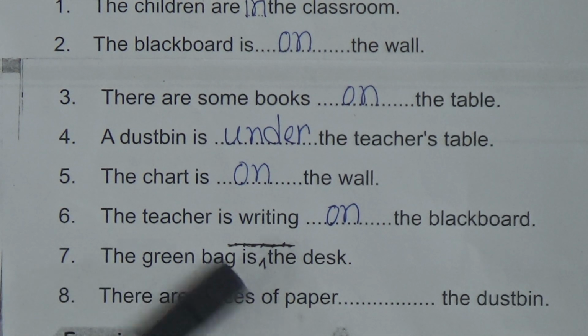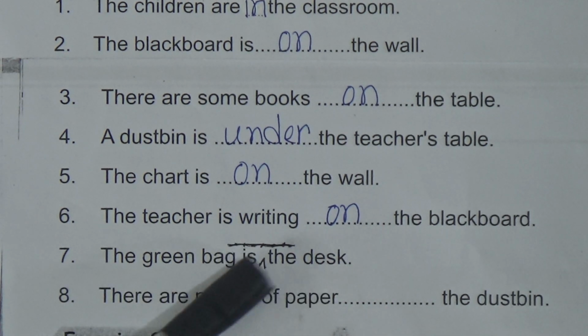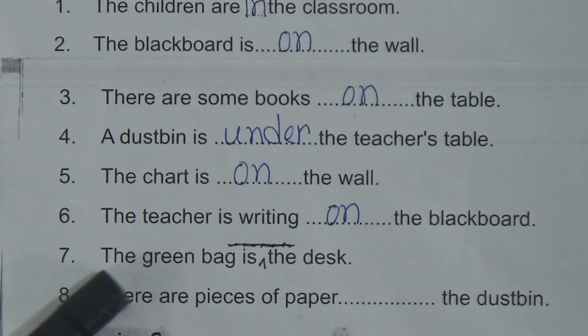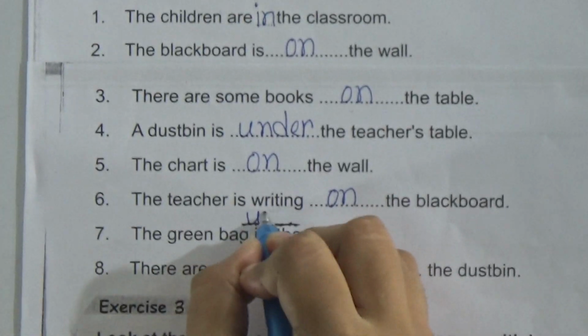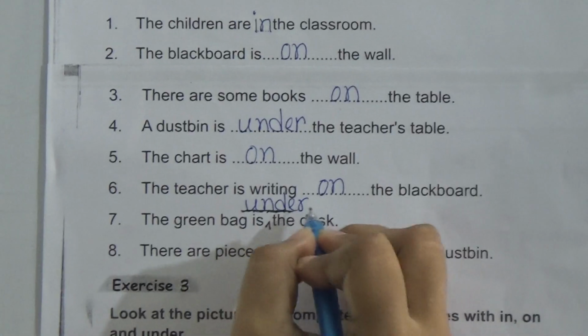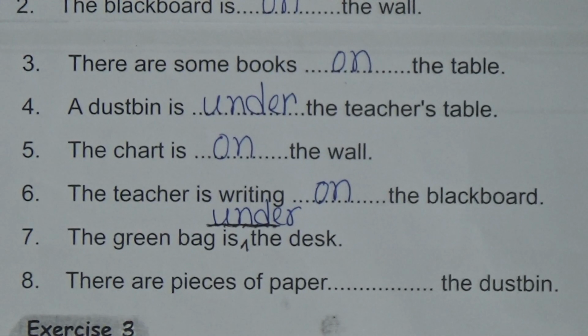And now look, number 7. The green bag is dash the desk. There will be a blank. So now look at your book. So where is the green bag? Now look, where is the green bag? The green bag is where? The position of the green bag is here. So what will you write here? Yes, I know all of you know the answer. It will be under. The green bag is under the desk.